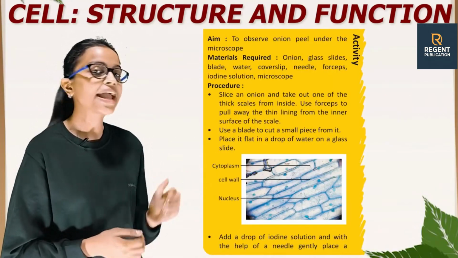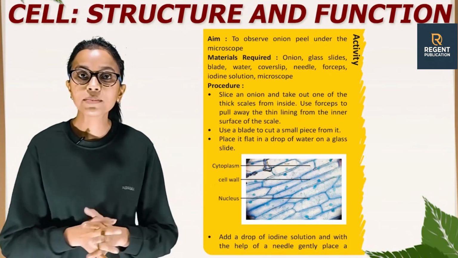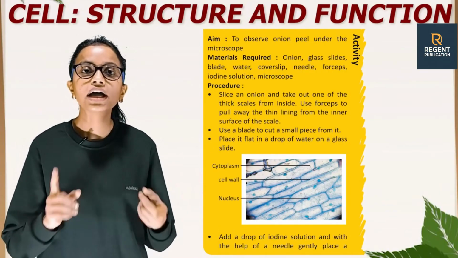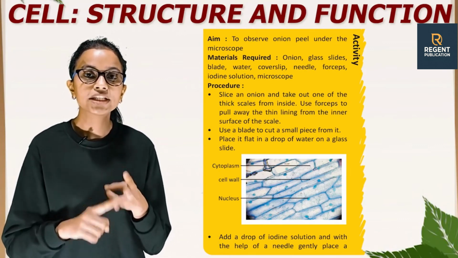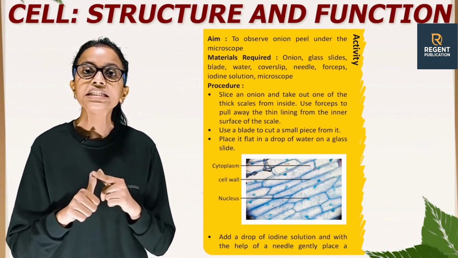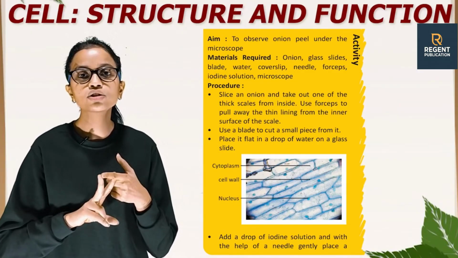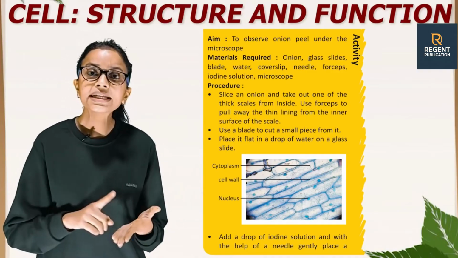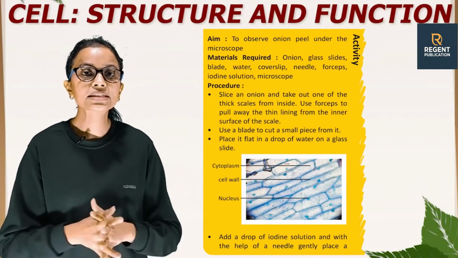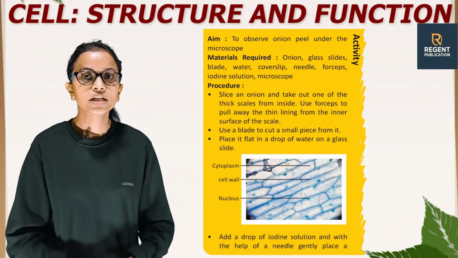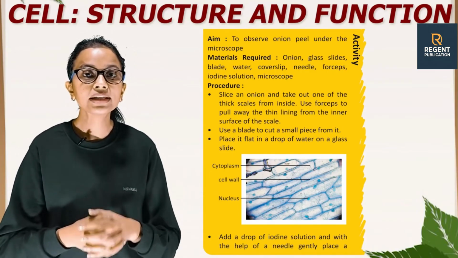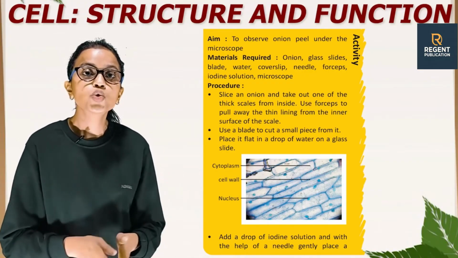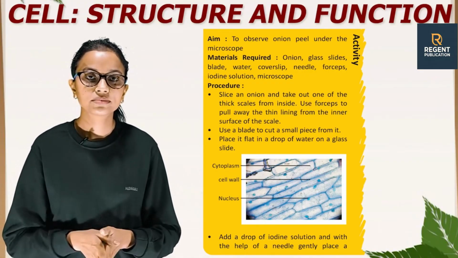Now there is an activity. Its aim is to observe onion peel under the microscope, and material required are onion, glass slide, blade, water, cover slip, needle, forceps, iodine solution, microscope. Procedure. Slice an onion and take out one of the thick scales from inside. Use forceps to pull away the thin lining from the inner surface of the scale. Use a blade to cut a small piece from it.